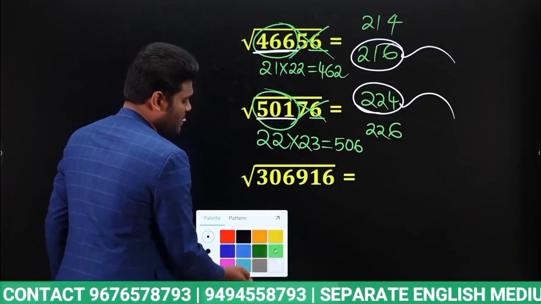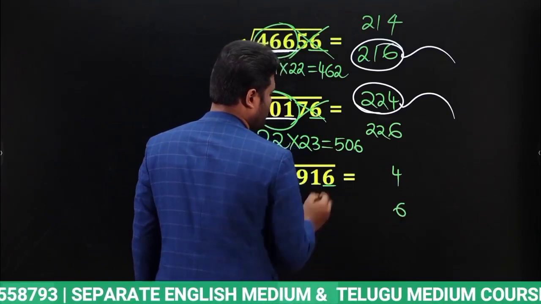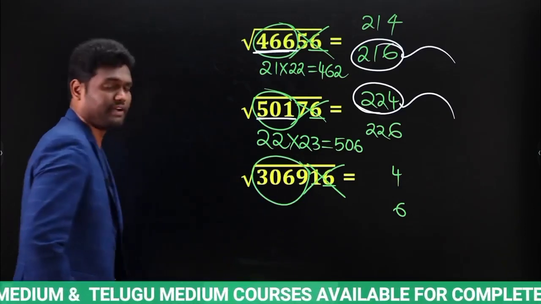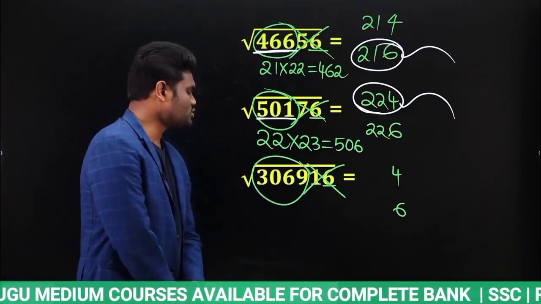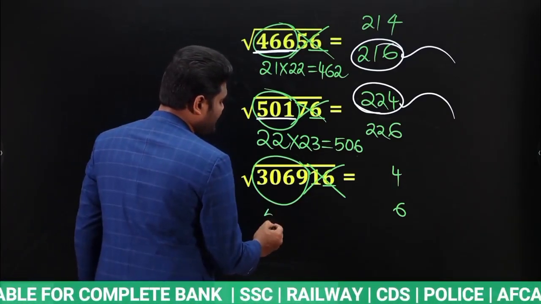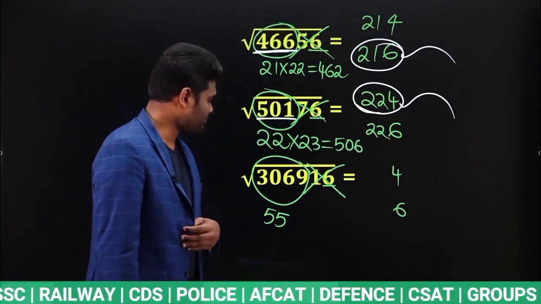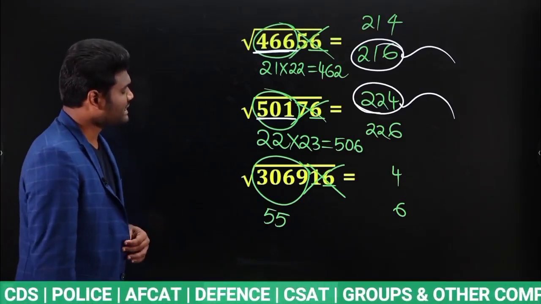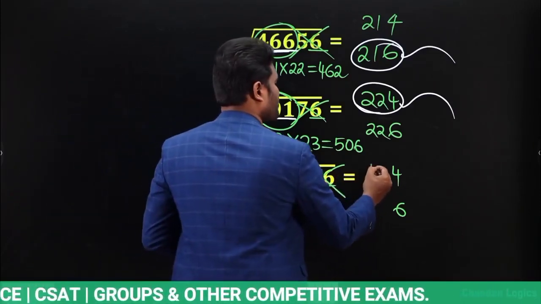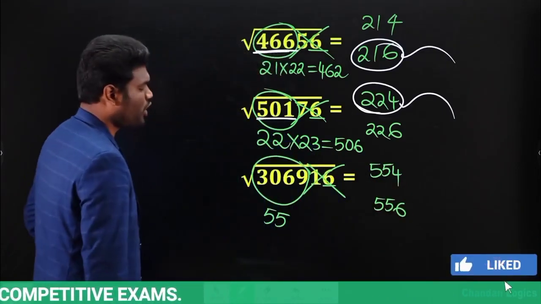Okay. Next, look at this one. Here you have 6. 6 you are going to get at 4 or 6. Yes or no? Strike off the last 2 digits. Next you need the perfect square close to 3069. Now what is the perfect square close to that? If you calculate 55 square, what is 55 square? You know how to calculate 55 square? 55 square is nothing but 3025. 3025 is close and less than, which means it is going to be 554 or 556.